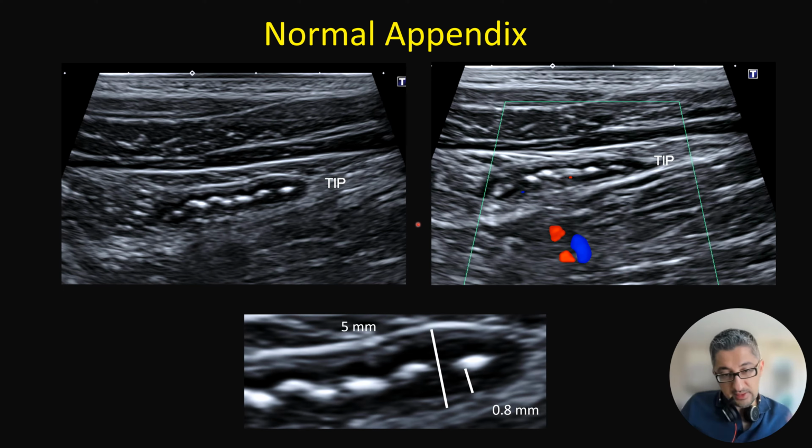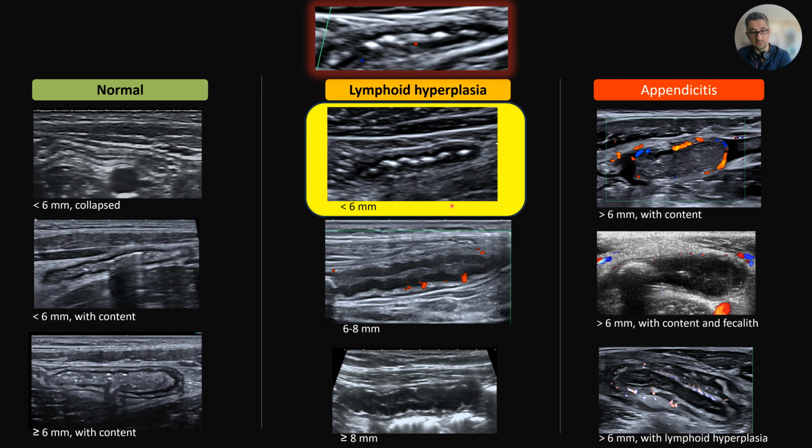And in this case, there is a difference because there is thickening of the lamina propria, which is the inner hypoechoic layer. So it is 0.8. It's usually under 0.8 millimeter. And so this is not a completely normal appendix. So there is lymphoid hyperplasia in this case. And this is falling into the category of the first one. This is a normal case, not appendicitis, with lymphoid hyperplasia measuring under 6 millimeter.